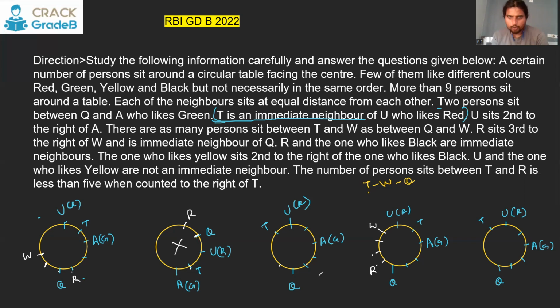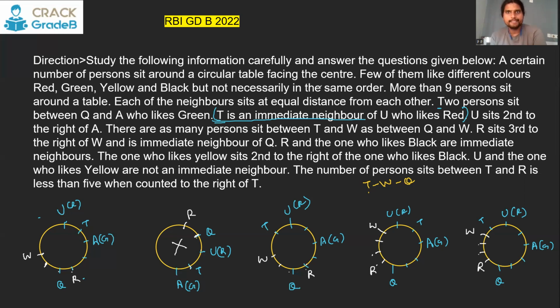In these two cases now, once we can put R here, and in this we can put R on this side. R is third to right of W. So 1, 2, 3. First to right of W, second to right of W, third to right of W. So W will be here. In this case, 1, 2, 3. First to right of W, second to right of W, third to right of W. So there are these many cases.